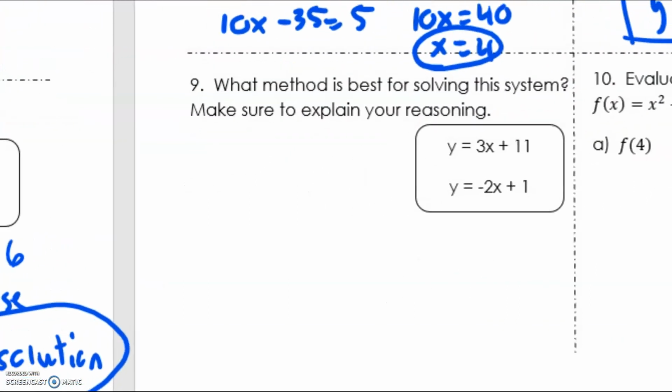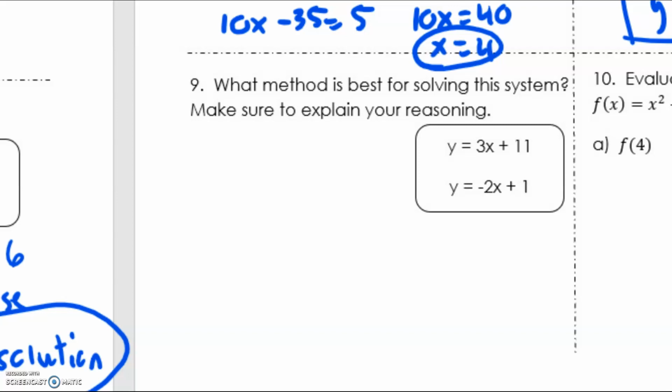Number 9, what method is best for solving? Here, there's really not a wrong answer as long as you can describe why you chose it. Both of these are set up for slope-intercept form, so this is one that you could probably graph. So graphing would be an option, but you would just say, I chose graphing because it's in slope-intercept form.